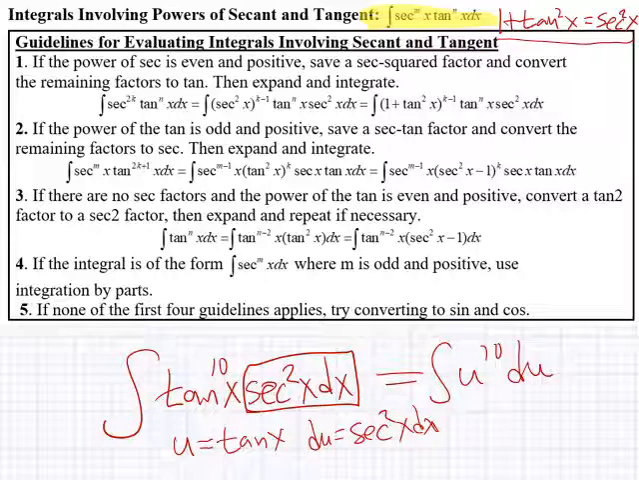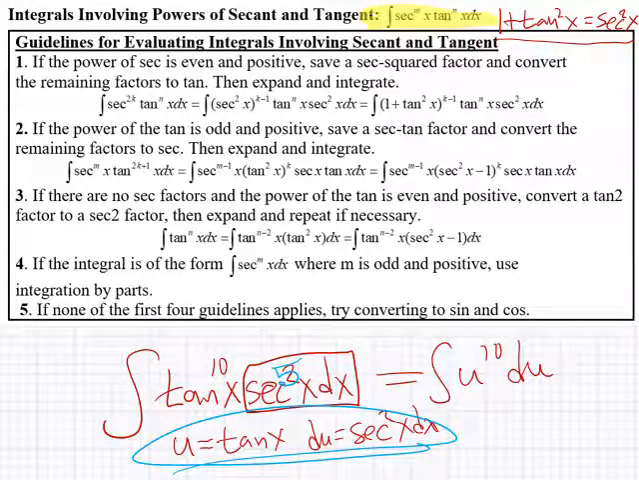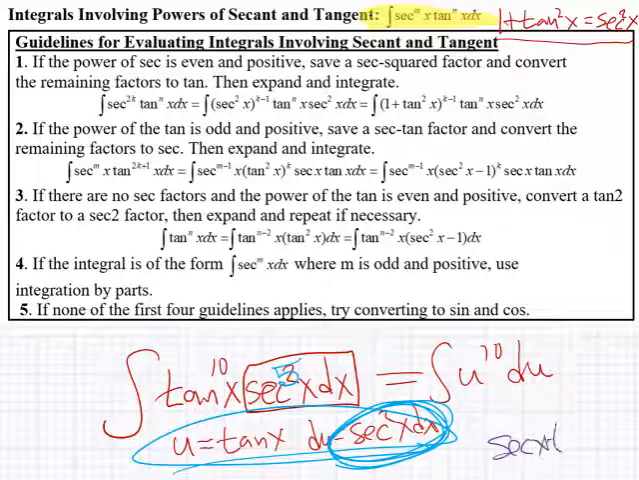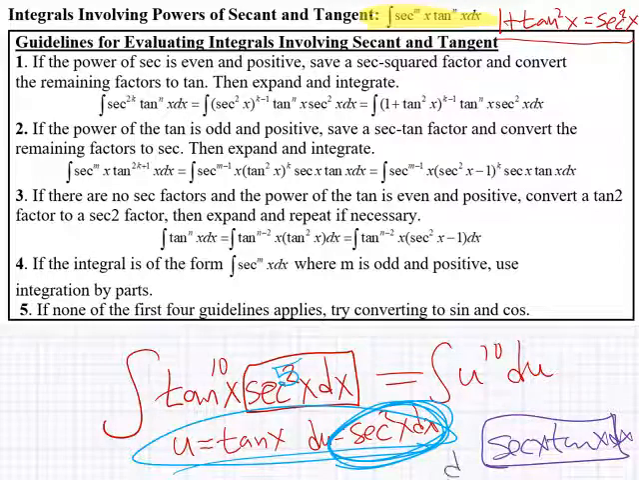But what if this was not secant squared, but secant to the 5th? Now none of this works. So the goal is, can we get it into something like this? Well, we would have to save a secant squared for my du, or if we did it with the other way, think about what the derivative of secant is. If you think about the derivative of secant, it's secant x tan x. So I'm going to want to save secant x tan x for my du.